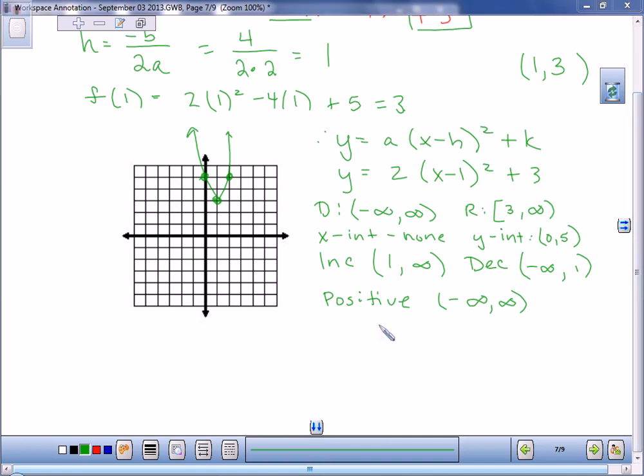Let's see. What else did we do? Increasing, decreasing, and end behavior. And I am going to let you write it this way: as x approaches positive and negative infinity, because for a quadratic, both ends do the same thing. On this one, y approaches positive infinity.